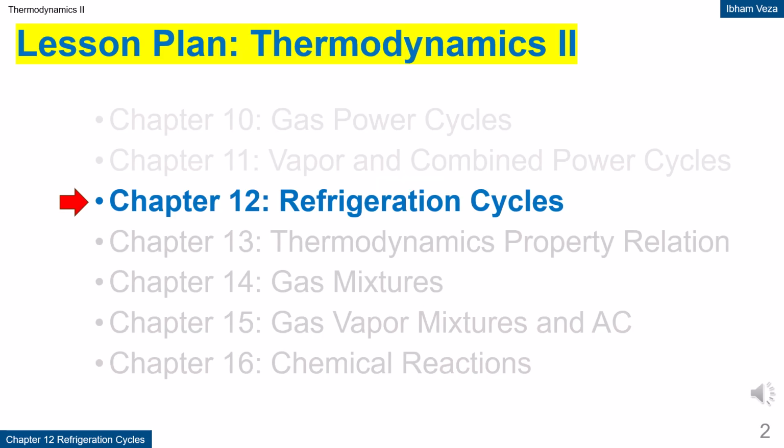Lesson plan: Position of refrigeration cycles. Refrigeration cycles are placed after gas power cycles and vapor power cycles because conceptually they are their reverse. Students are expected to already understand Carnot, Rankine, and Brayton cycles before entering this topic. With this sequence, the comparison between power cycles and refrigeration cycles becomes clearer. This topic also serves as a bridge to gas mixtures and air conditioning. The structure is arranged to build understanding step by step.